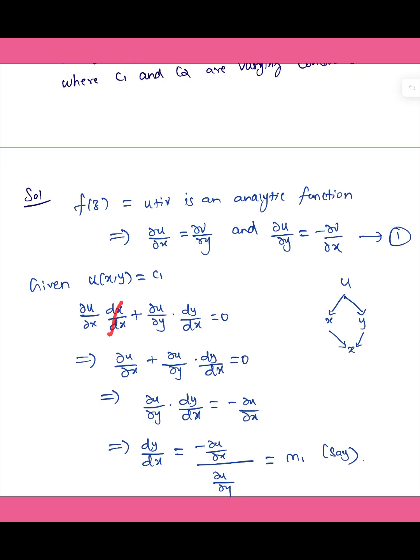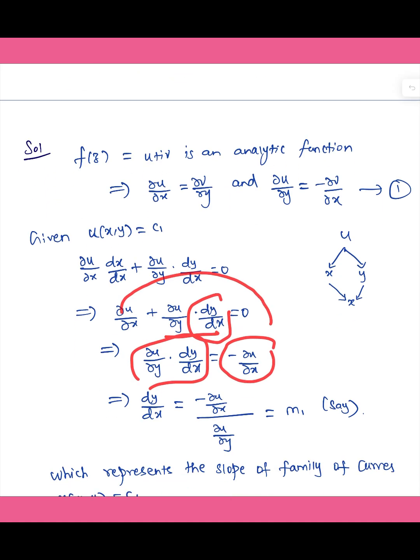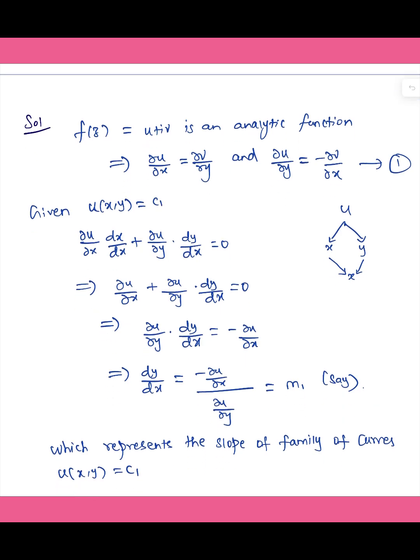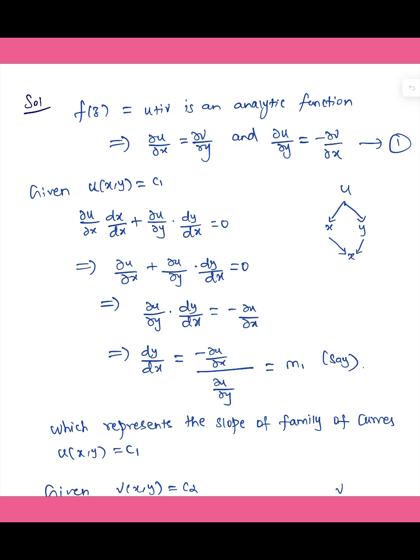So dx by dx gets cancelled, and you have dou u by dou x plus dou u by dou y into dy by dx equal to 0. Now we need dy by dx, so keep this term on one side and take the other to the other side: minus dou u by dou x. Then divide by dou u by dou y, so dy by dx equals minus dou u by dou x by dou u by dou y. Let us name it m1, or equation 2. Here this represents the slope of the family of curves u of x, y equal to c1.